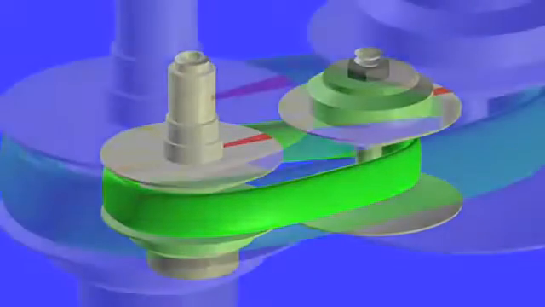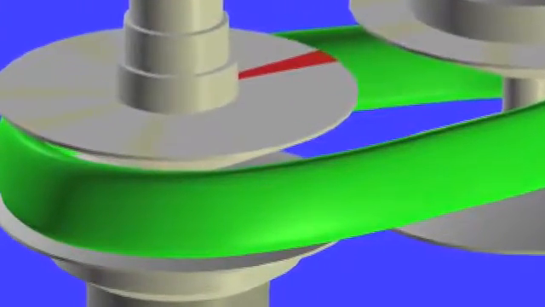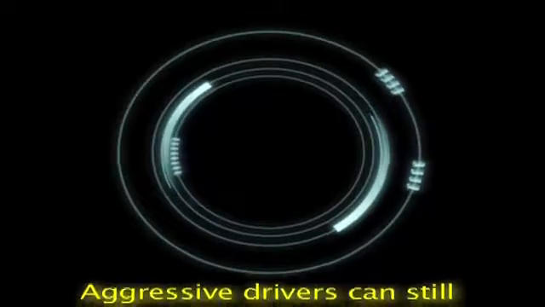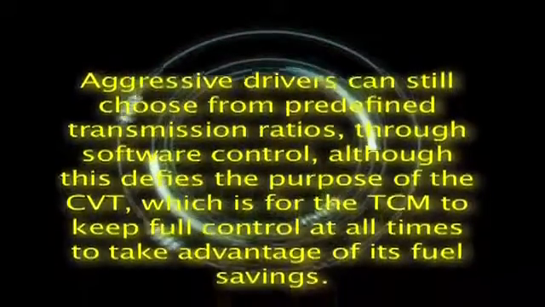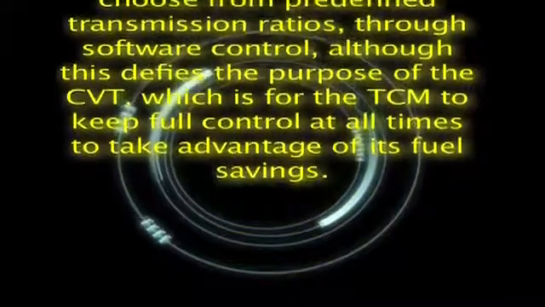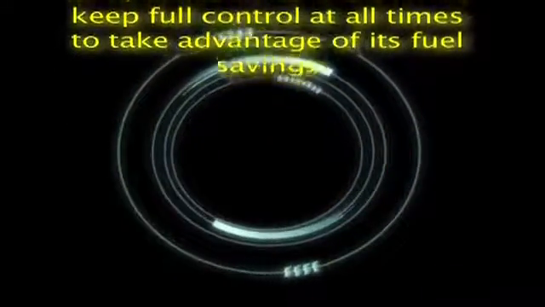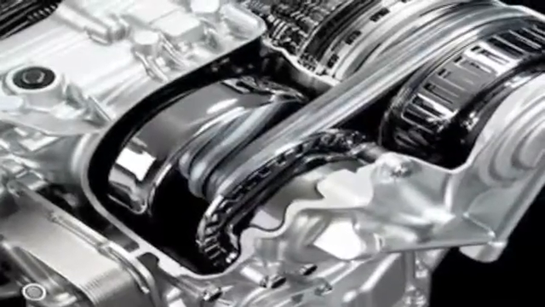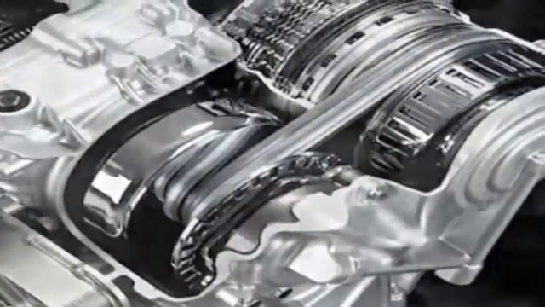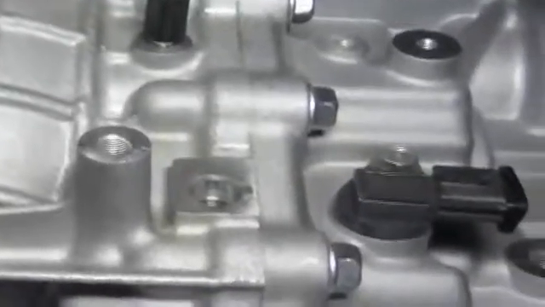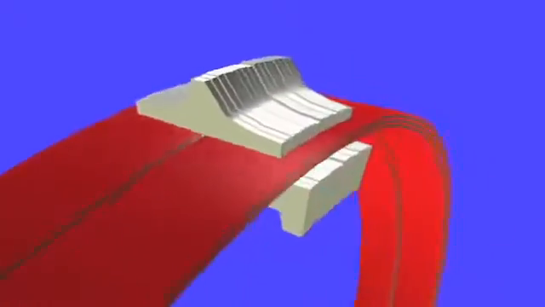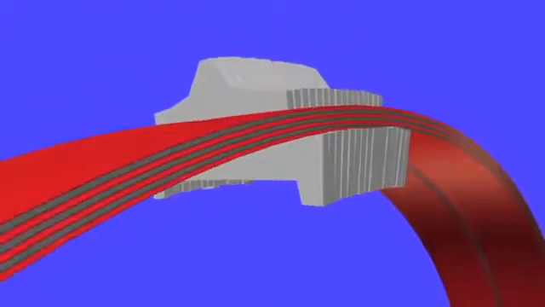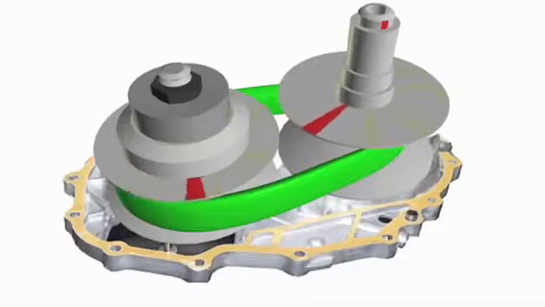Aggressive drivers can still choose from predefined transmission ratios through software control, although this defies the purpose of the CVT, which is for the TCM to keep full control at all times to take advantage of its fuel savings. We will later cover the pros and cons of the CVT transmission, along with what fails the most. The CVT transmission is bound to become the dominant transmission technology, due to its low cost and full control from the TCM, translating into higher fuel savings.